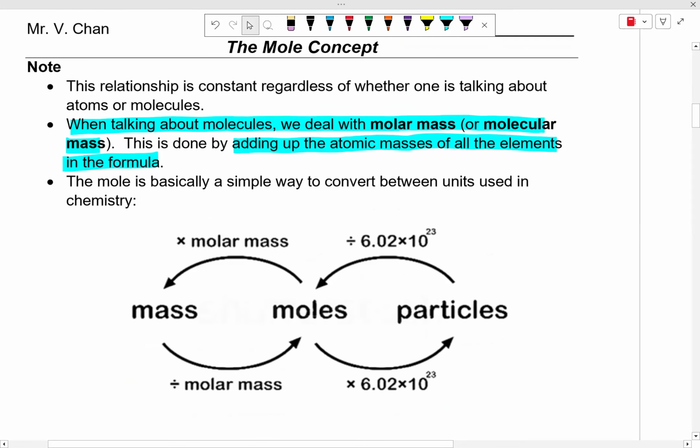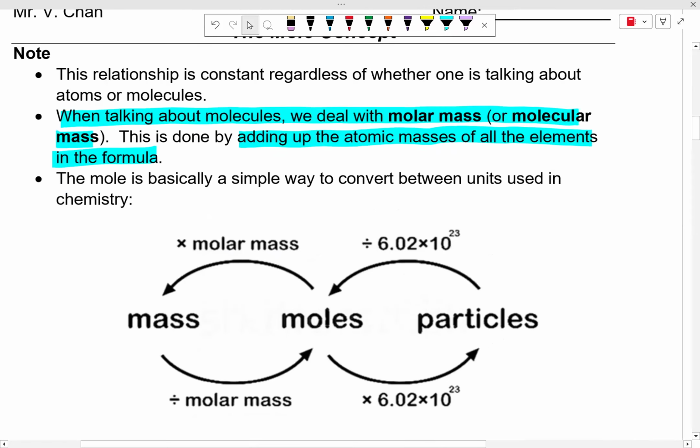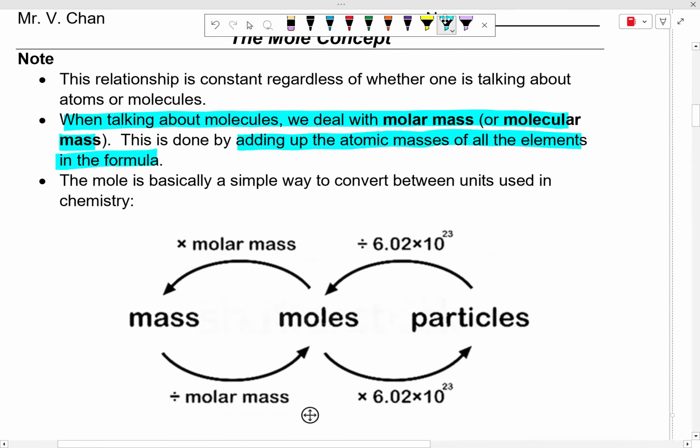So when you're given the mass, to go to moles, you divide by molar mass, okay? And then to go from moles to particles, you multiply by 6.02 times 10 to the 23rd. In this particular case, to go from moles to mass, you multiply by molar mass. To go from particles to moles, you divide by 6.02 times 10 to the 23rd.